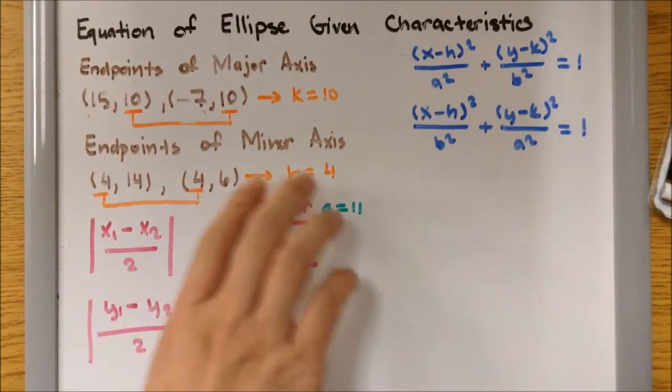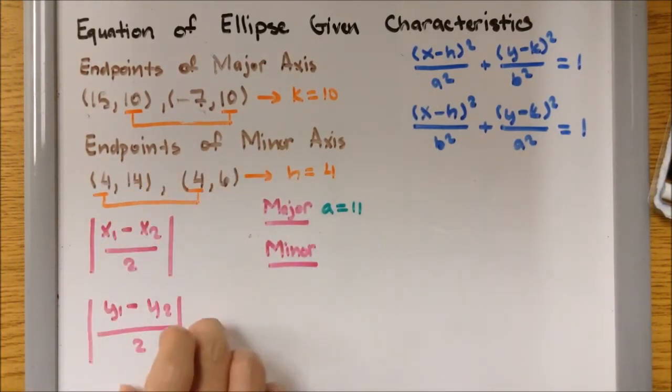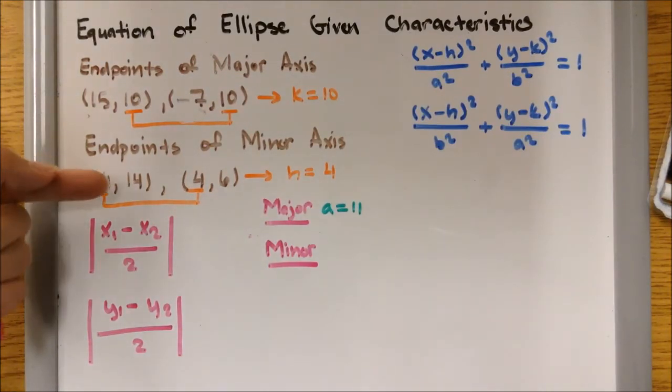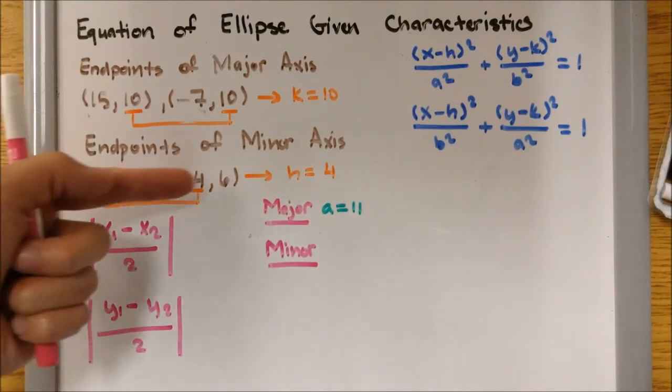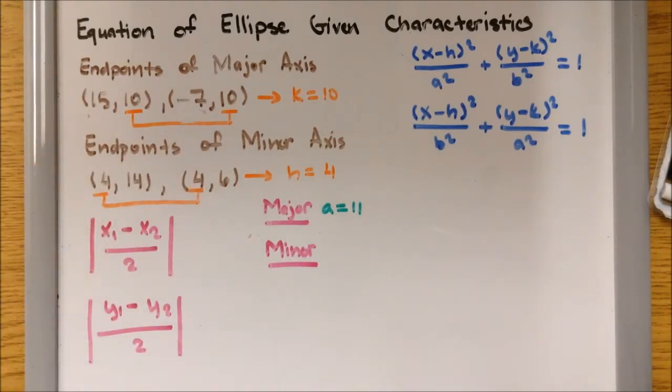So for minor, here the y values are different, so we're going to use this formula. And again, it doesn't matter which order you use. You can use the 14 first for y1, or you can use the 6 for y1. It's going to come out the same number after you do the absolute value. Now if you double check it and it comes out different, then I highly recommend to double check your work.